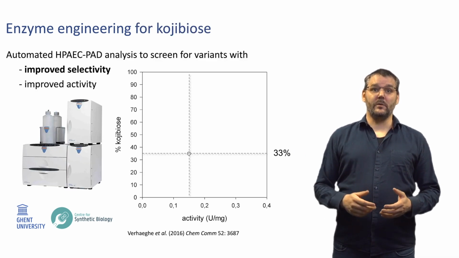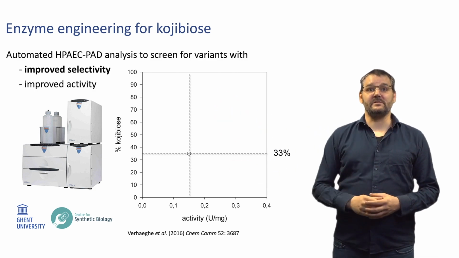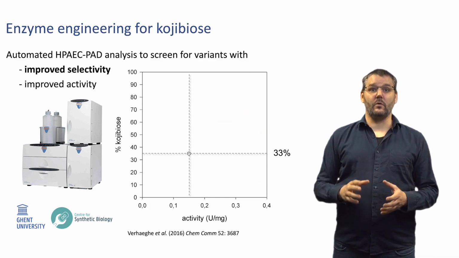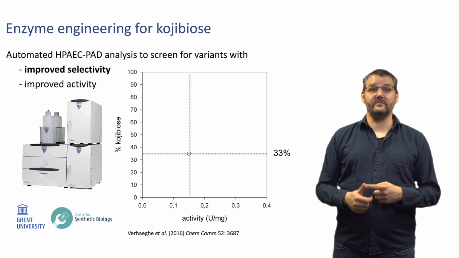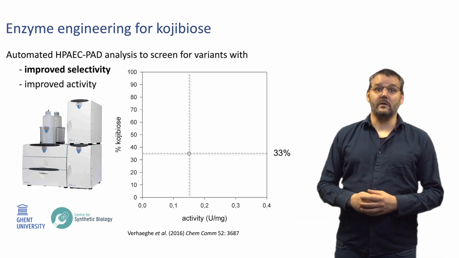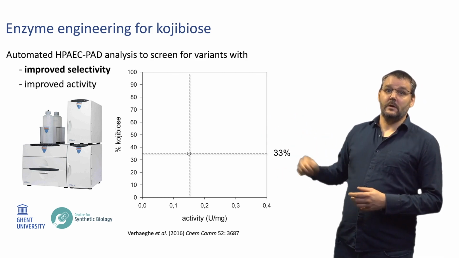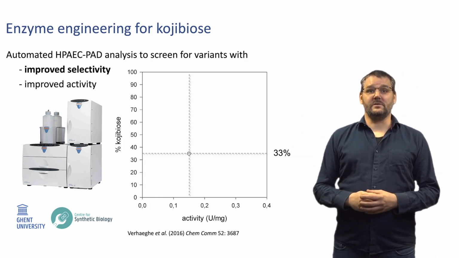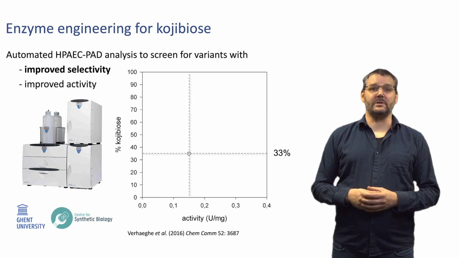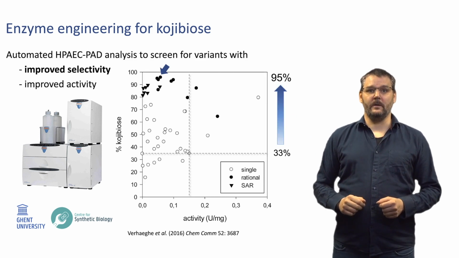The created libraries were then evaluated using our HPLC system specialized for carbohydrate analysis, focusing on both improved selectivity and activity. Here you can see the results of the semi-rational enzyme engineering of SP for cogibios production. The circle in the middle, marked with the two lines, is the wild-type enzyme, producing approximately 33% cogibios with a certain amount of activity, which is less important at the moment.